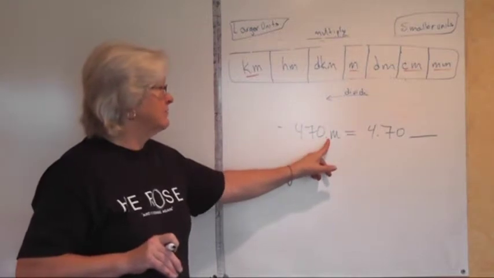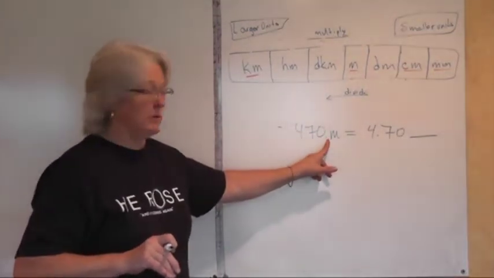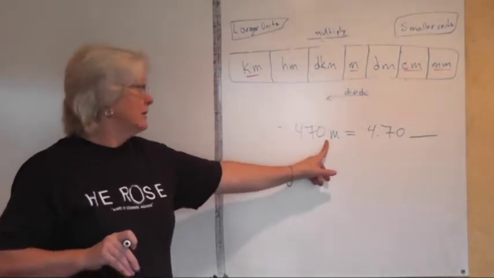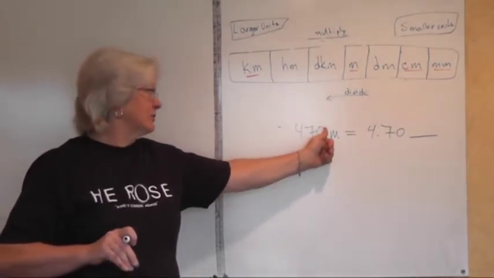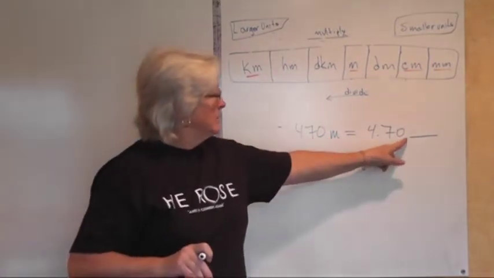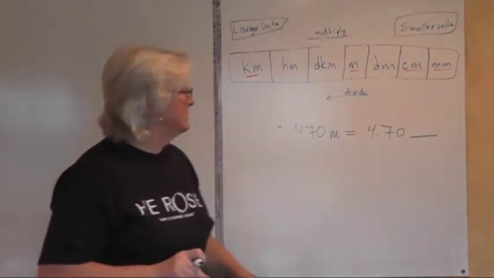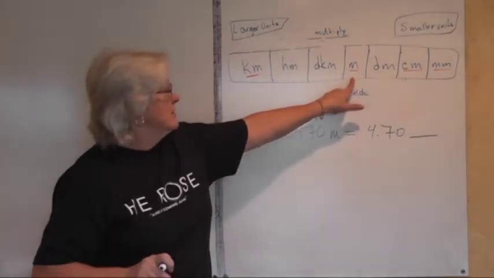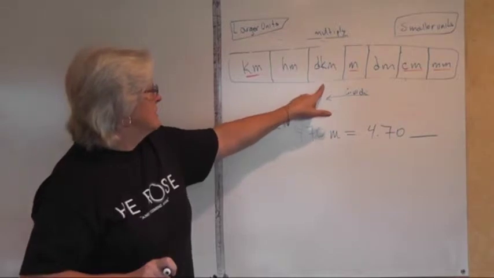We started out with 470 decimal point. Even though you didn't see it, you know the decimal point is right at the end of the whole number. It's right after the digit that's in the units place. It moved 2 spaces to the left. Where did it start? Started at meters. It moved 2 places to the left.